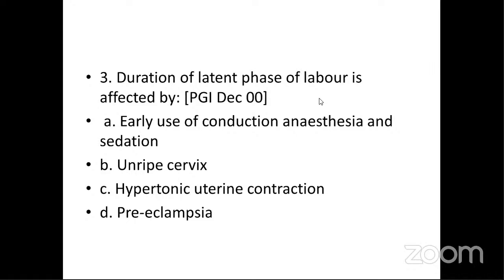What is the answer? Early use of conduction anesthesia and sedation. Yeah, that is one of the right answers, correct. And any other right answer for this question? Because it's a PGI question. Unripe cervix. Unripe cervix, that's very correct. So unripe cervix and the early use of anesthesia, especially when the patient is still in the latent phase, are the most common causes of affecting the latent phase, whereas preeclampsia and hypertonic uterine contractions are not. Next one.